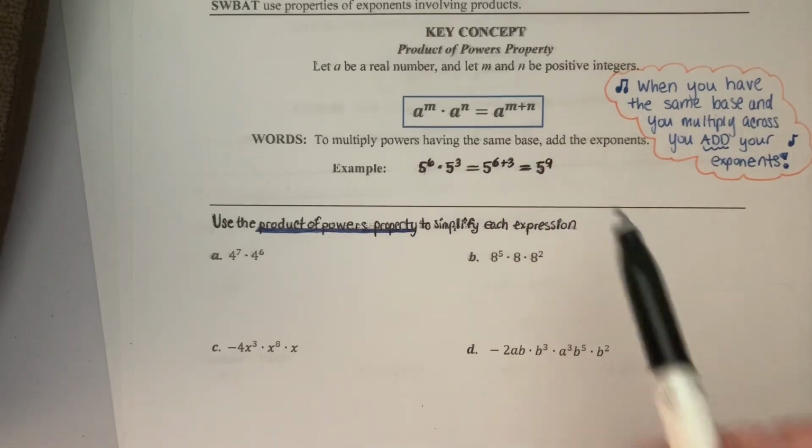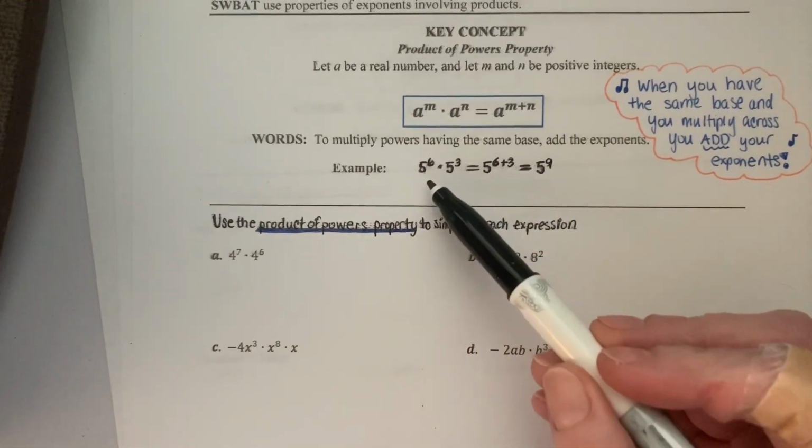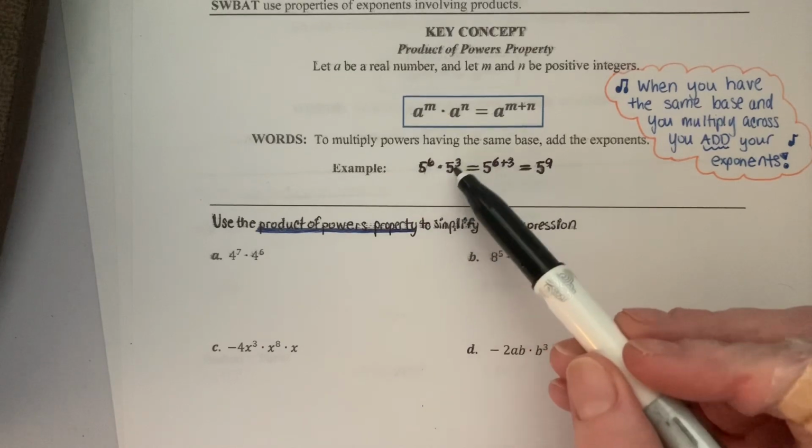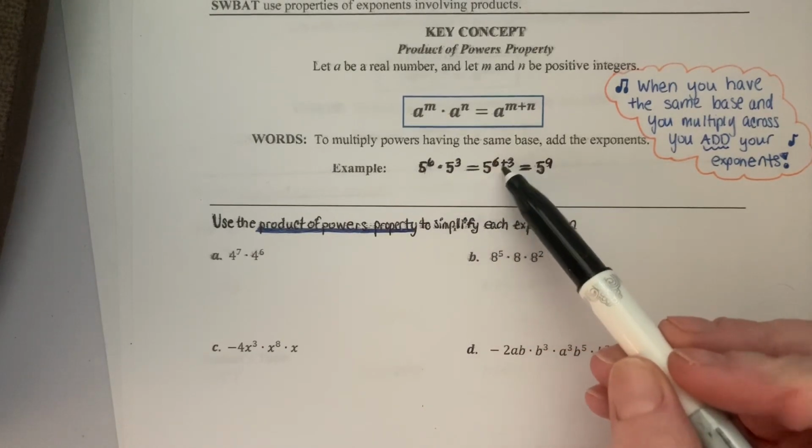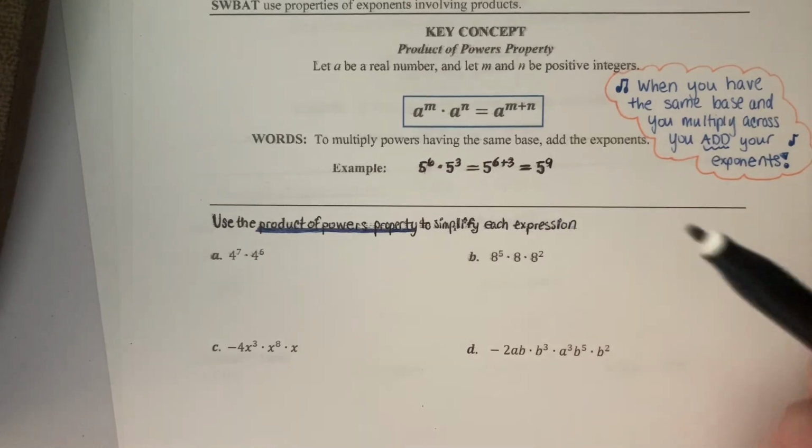Now, my printer's not the best, so I had to write it in. Let me tell you what this says. 5 to the 6th power times 5 to the 3rd equals 5 to the 6th plus 3. So you're adding your exponents here, and it's going to give you 5 to the 9th power.